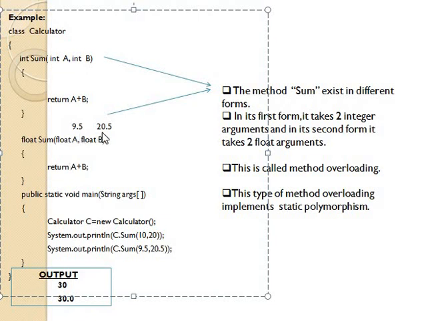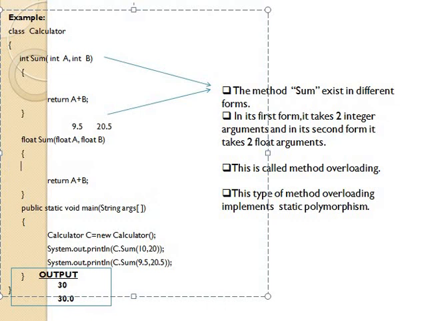If you calculate 9.5 plus 20.5, the result will be 30.0. So the value of a plus b will be 30.0, and this value will get returned with the help of this return statement from this second method bearing the name sum. And since this method sum returns a decimal value, that is 30.0, the return type of this method sum is also float.